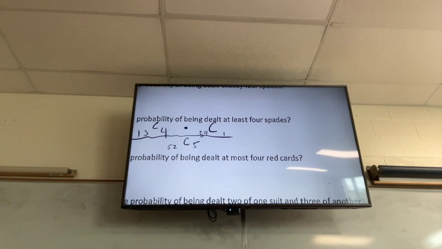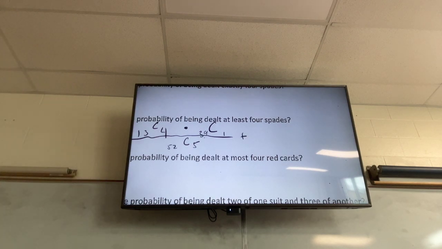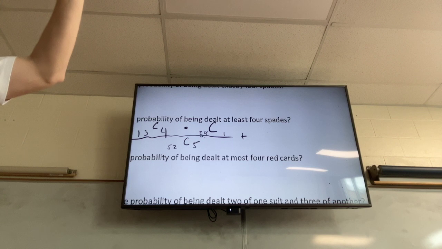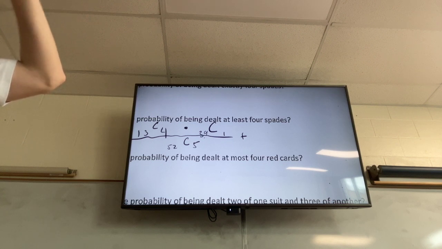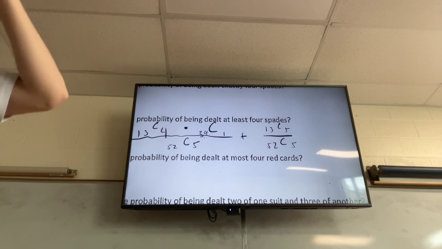I have to add what to that, though? At least 4 spades means we can have 4 spades, or we could have 5 spades. So I'm going to add to that what? What's the probability of getting a hand with 5 spades? 13 choose 5, divided by 52 choose 5. So that'd be my answer.